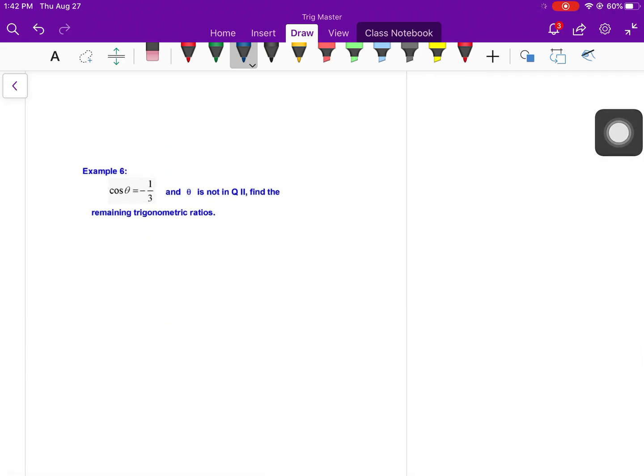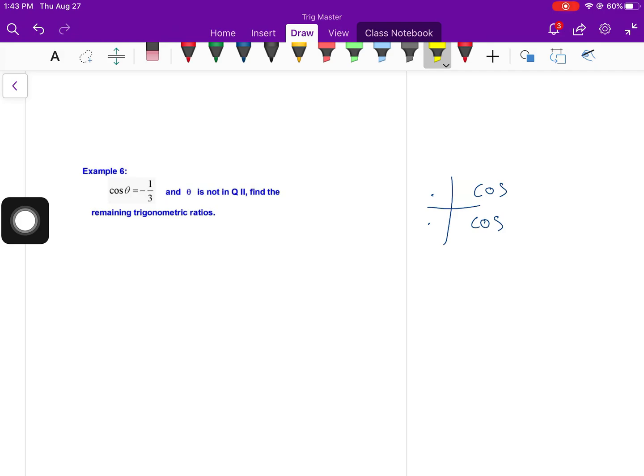All right. Now, cosine of theta is -1/3, and theta is not in quadrant 2. Find the remaining 6 trig ratios. Well, 5 others, I suppose. Again, quick picture. Cosine has to be positive over here and negative on the left 2. If it's negative, it's in quadrant 2 or 3, but it's supposed to not be in 2, which means I'm in this quadrant down here. So I could draw myself a quick picture.